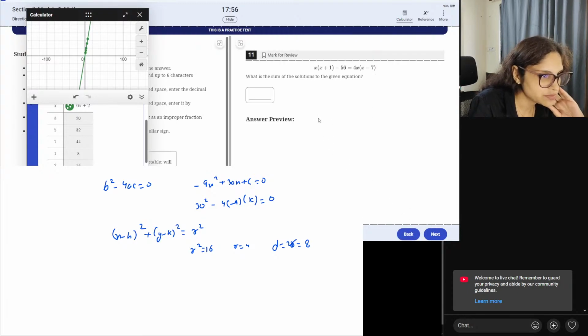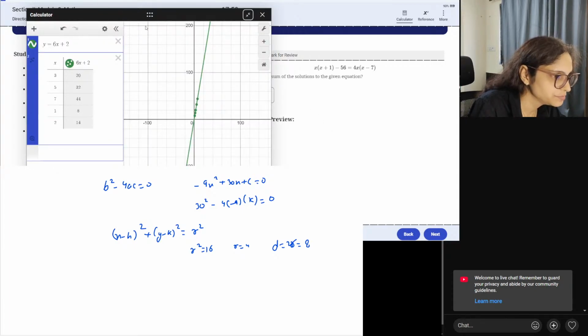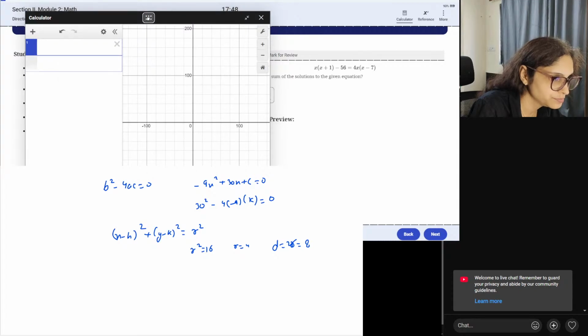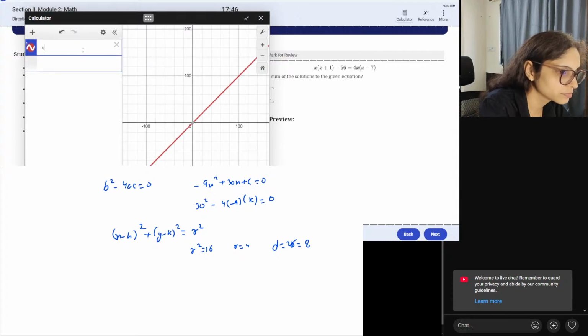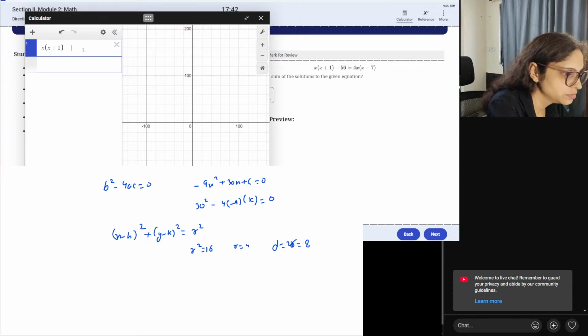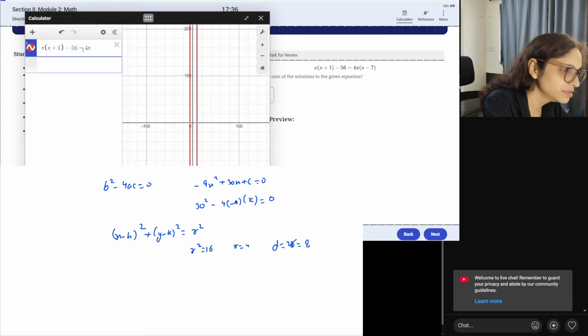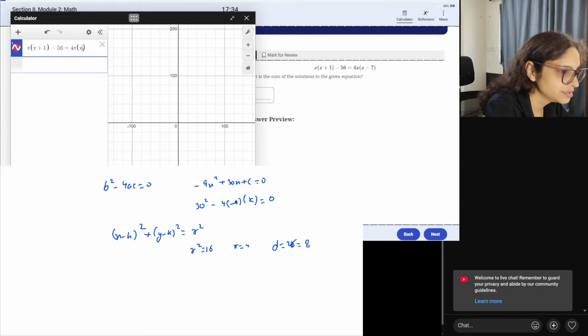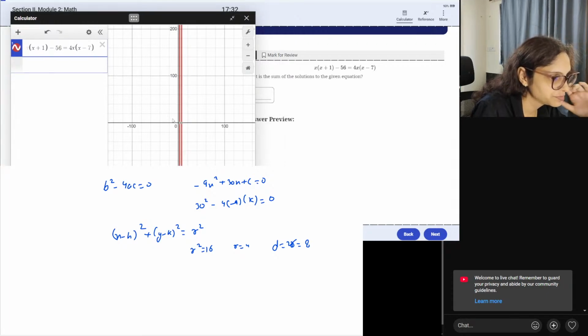x times x plus 1 minus 56 is equal to 4x times x minus 7. What is the sum of the solutions? There are two ways. I'm just going to use Desmos. I'll tell you the other way also. x times x plus 1 minus 56 is equal to 4x times x minus 7.